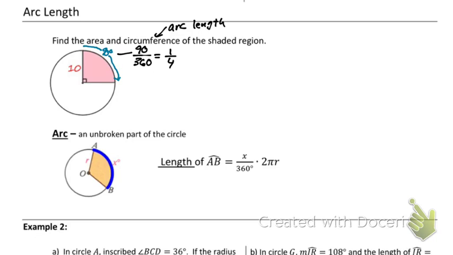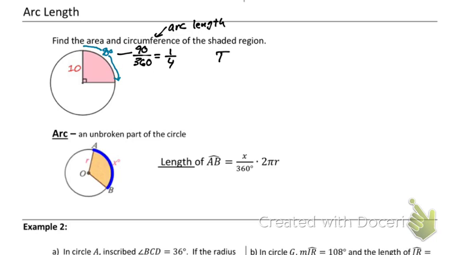Now, that's important because not every single time you're going to look at it and go, oh, that's a quarter. Sometimes it's going to be 22.5% of the circle, or it might be 12% of the circle, and you just can't see it. So you need to know your degree of your arc divided by 360 is basically the percent of the circle you're talking about. All right, so we're at a quarter.